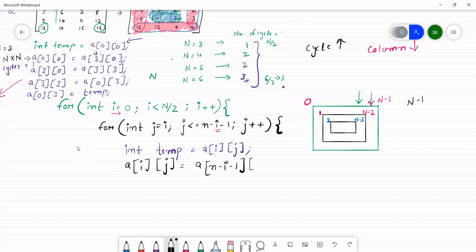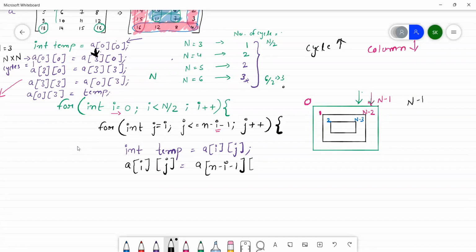I'm not seeing your cursor, where you're pointing. Are you able to see this? Yeah, okay. 3, you are able to see. So we can say that 3 is nothing but n minus 1, right? In case n is 4.